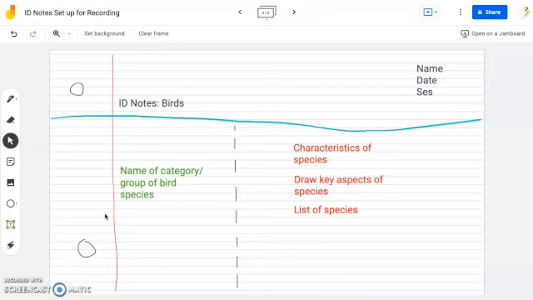On the left-hand side, today I'm going to do the name of my categories, my birds, and we're going to talk about two different diseases. So the left hand side is going to be my main topics, the right hand side's characteristics of those species, and you can draw any key aspects you'd like to. Then I'm going to give a list of species that fall into that group that we're going to be talking about. And then we can go ahead and start our Quizlet from here.